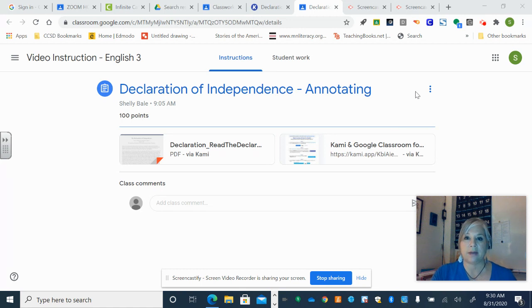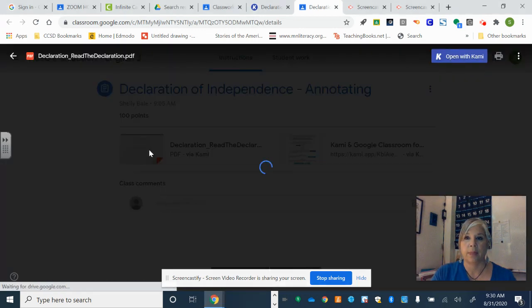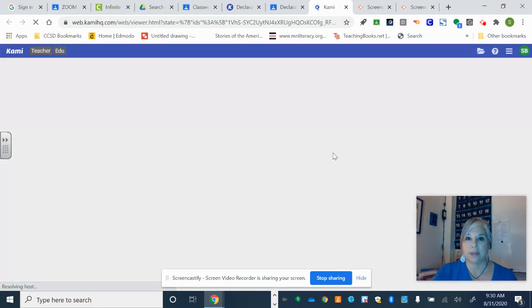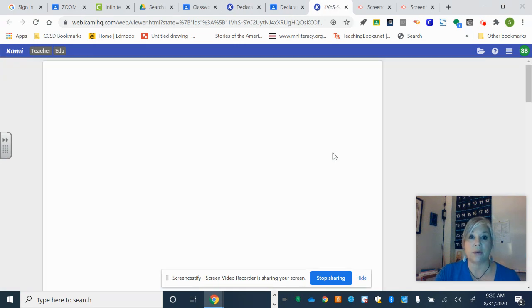I'm using Kami to show you how to annotate. So you will see this assignment. You click on the document, and it will tell you in the upper right corner to open it with Kami. So that's what we're going to do. And you will see this software that has all these different tools in it to help you make notes on the document.